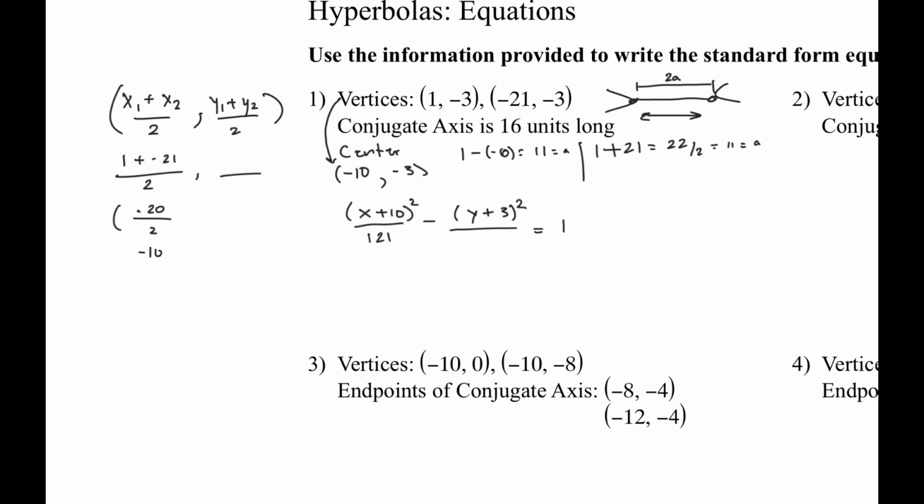Next, we're going to look at our second piece of information. The conjugate axis is 16 units long. The conjugate axis is equal to 2 times b. So we'll divide that by 2 on both sides. We're going to get that b is equal to 8. So b squared is 64. And this completes the equation.